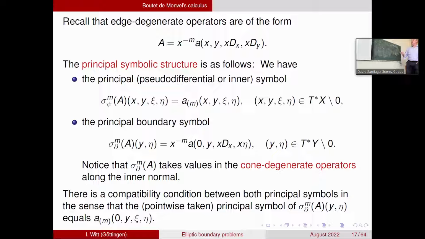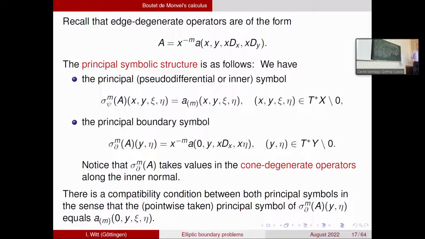Of course there is a compatibility condition if you have a couple of such symbols. They're not completely independent; they belong to a certain space which can be intrinsically described, and they have to be compatible. If you freeze here pointwise, it is a pseudodifferential operator with a principal symbol, which you get by setting x to 0. That's not that important, just something to keep in mind.